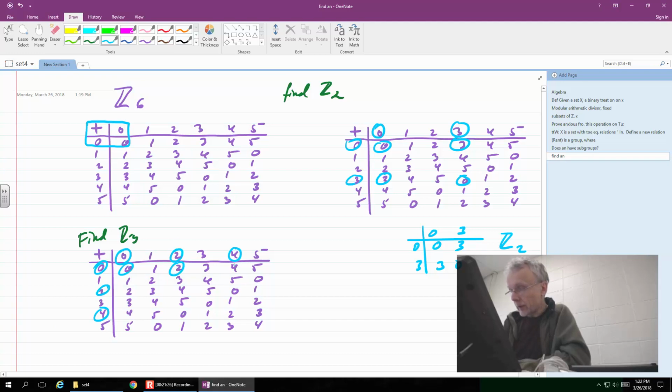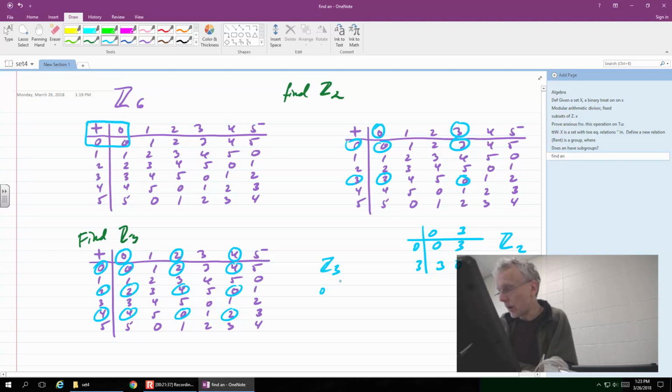So 0, 2, and 4, we're going to need these. Let me mark these. And indeed, everything works out. We do not have any extra elements that we don't care for. So this is Z3: 0, 2, 4, 0, 2, 4, 0, 2, 4, 2, 4, 4. Okay, 2 plus 2 is not 0. This time it is 4. But 4 plus 4 is 2, right? Everything mod 6. 4 plus 2 is 0, and this is 2.